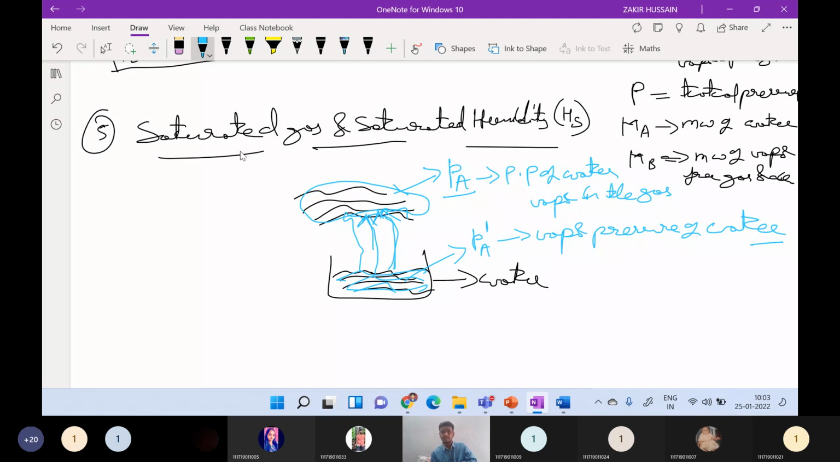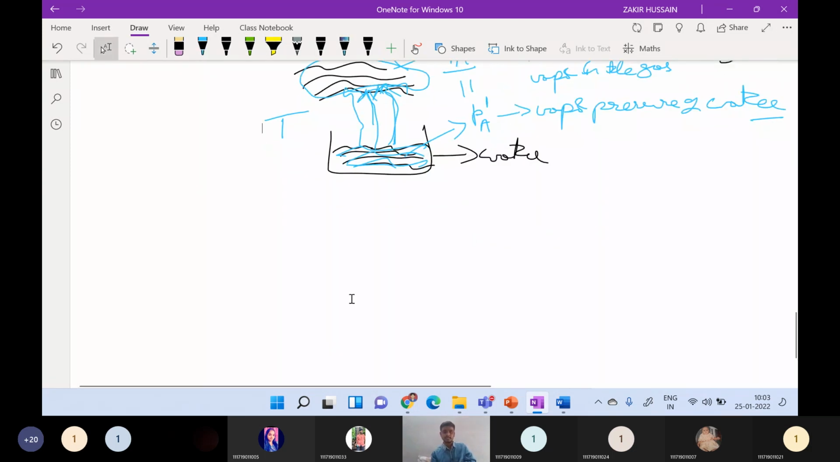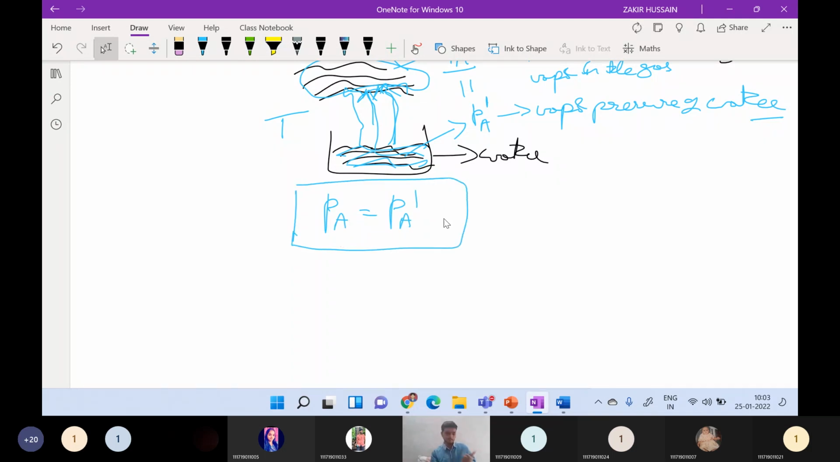So at the saturated conditions, or the maximum equilibrium conditions, what happens? This partial pressure will be equal to the vapor pressure of the water in the liquid phase. The partial pressure of vapor in the saturated gas is equal to the vapor pressure of the liquid at the gas temperature. At a particular temperature T, PA is equal to PA dash. That condition is called the saturated vapor condition. Under these conditions, we can define the saturation humidity HS.